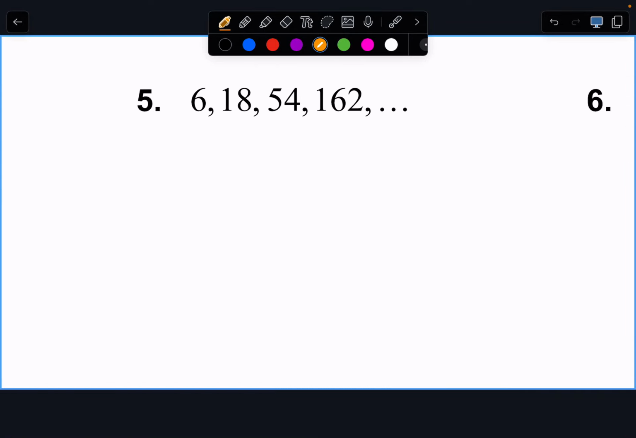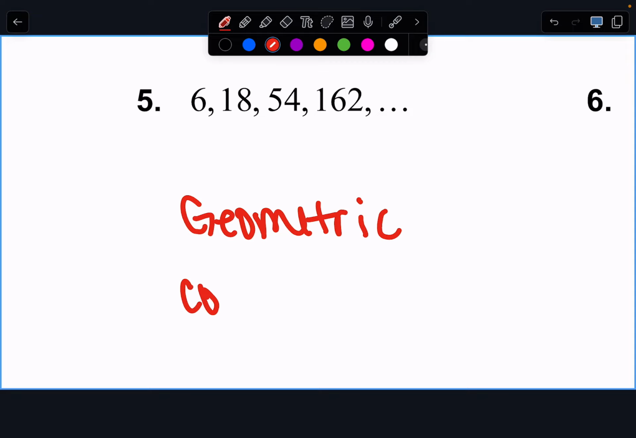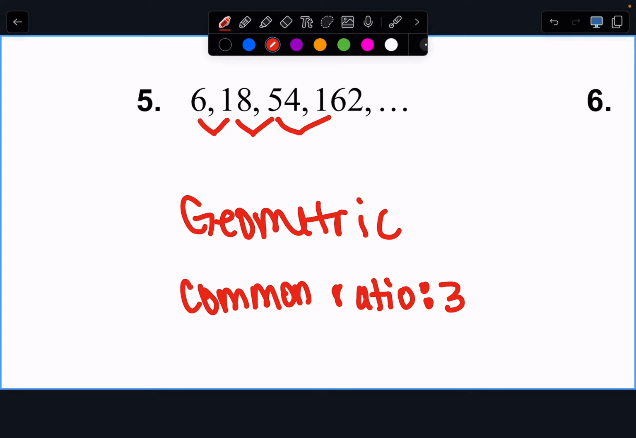All right, number 5. Aubrey, what do you think? Okay. And if it's geometric, what are we multiplying by every time? 3. Okay, so we would have a common ratio of 3. 6 times 3, 18 times 3, 54 times 3. Oh, I made you think a little bit on that one, didn't I?